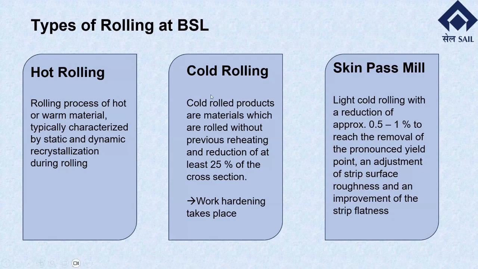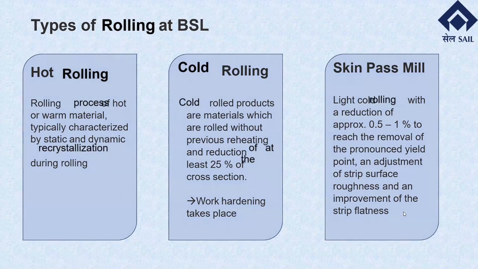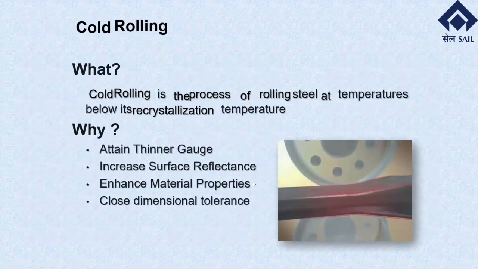And then we have a skin pass mill, in which we have a light reduction, where 0.5 to 1% elongation is done. And it improves some mechanical properties as well as increases the surface roughness and improves the flatness of the strip.